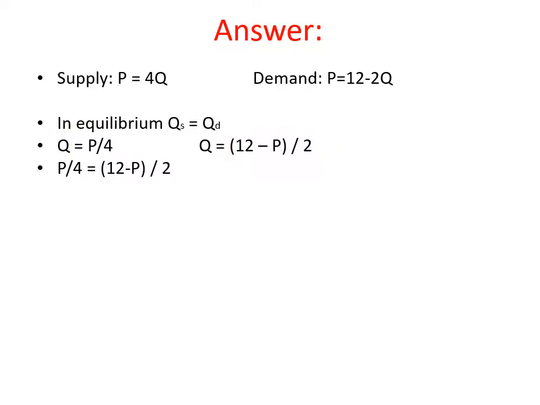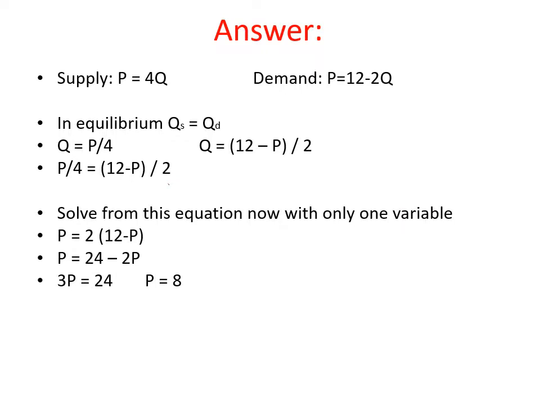And so we get that next line of the equation here simply by knowing that quantity supplied equals quantity demanded and just combining all of the equations. We get that P over 4 is equal to that 12 minus P divided by 2. And now we only have one variable. So from this, we can solve just by reducing everything down, right? And so what we end up with is we can say, okay, let's multiply both sides by 4 and reduce from there, factor everything through, and we get a price equal to 8.